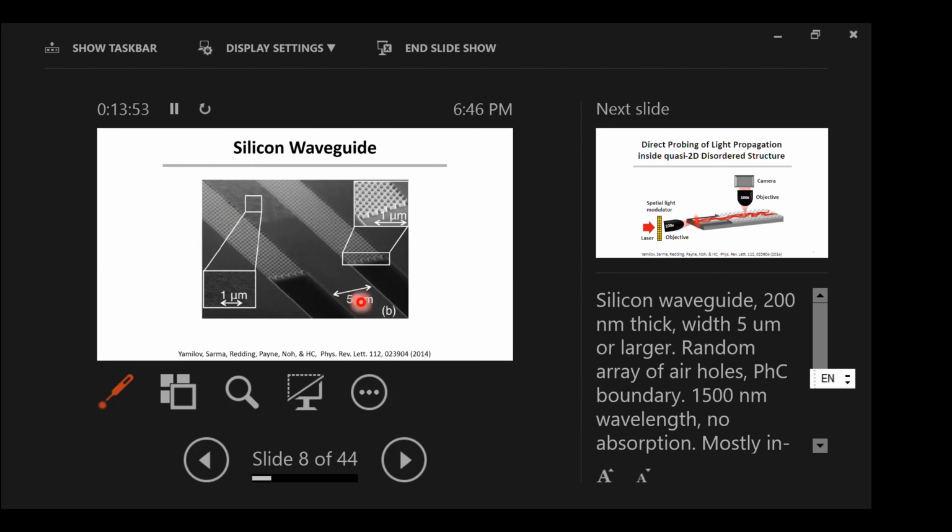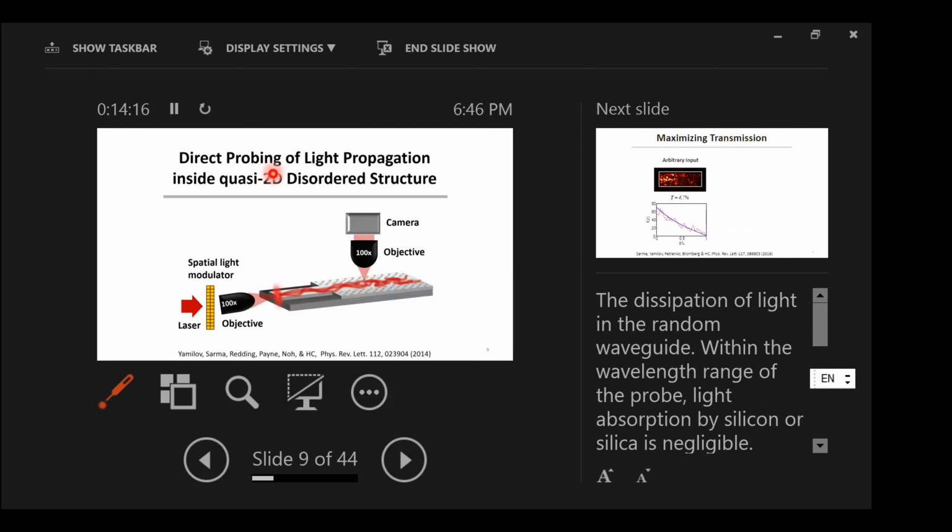So what we are going to see here is that because our input light is at 1550 nanometers, this silicon does not absorb the input light. However, when this light scatters inside, mostly it scatters in plane, but there may be a small amount that can be scattered out of plane. And that is actually a kind of dissipation, and that dissipation allows us to probe light transport inside the disordered system.